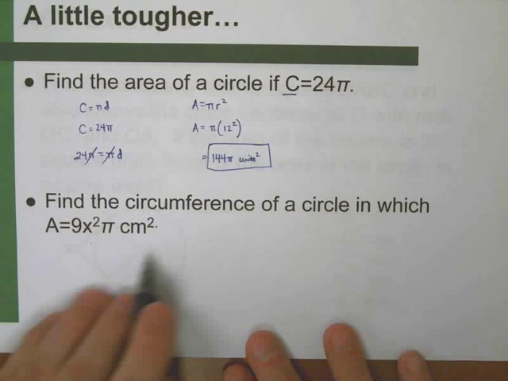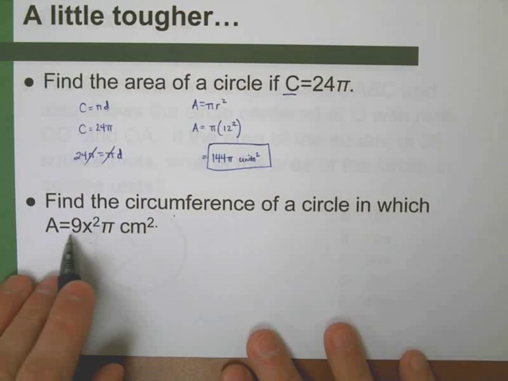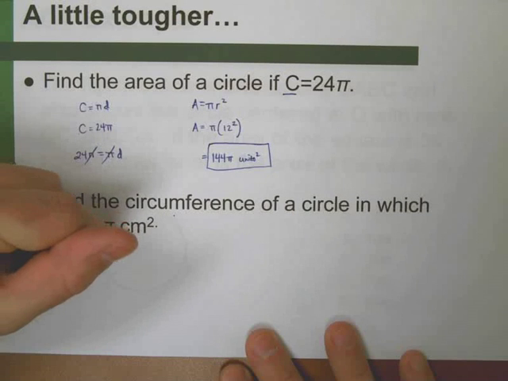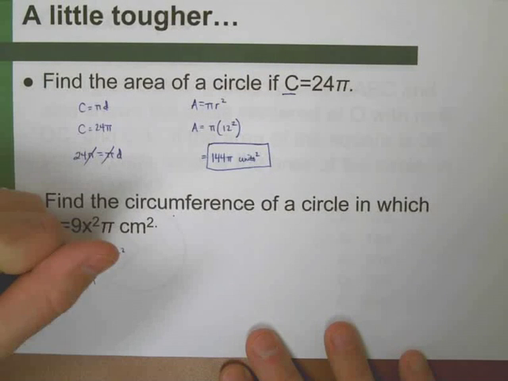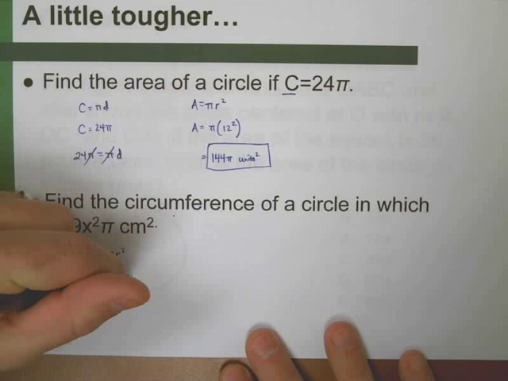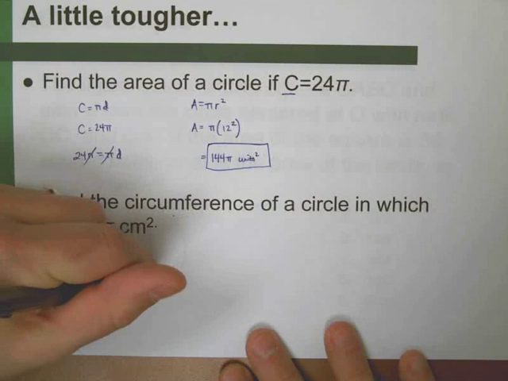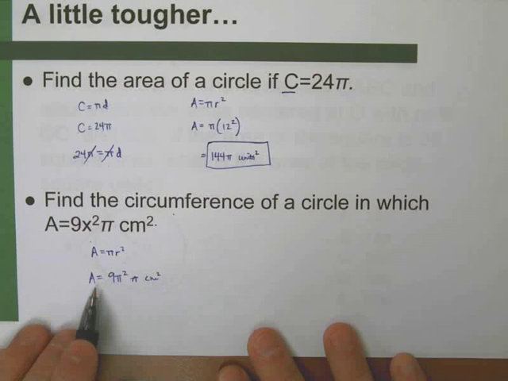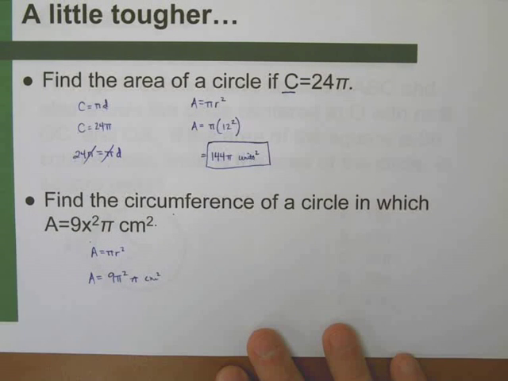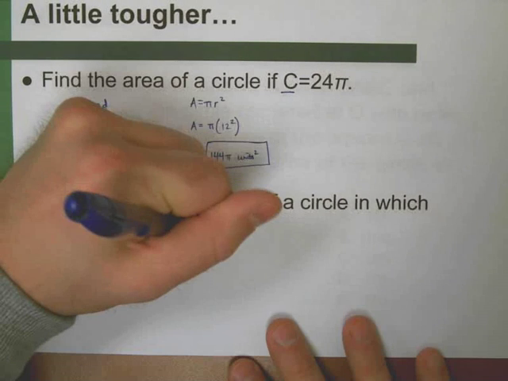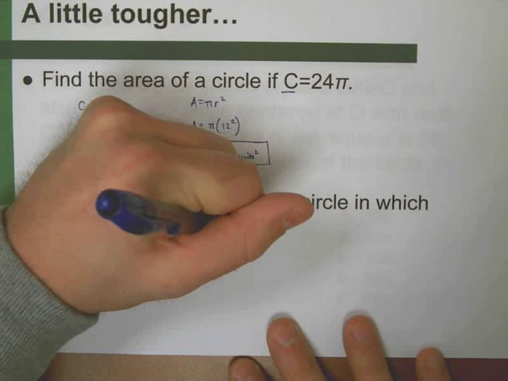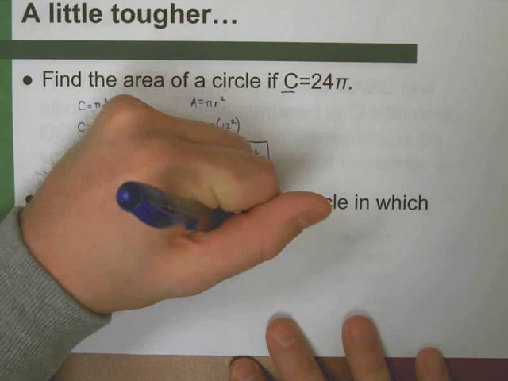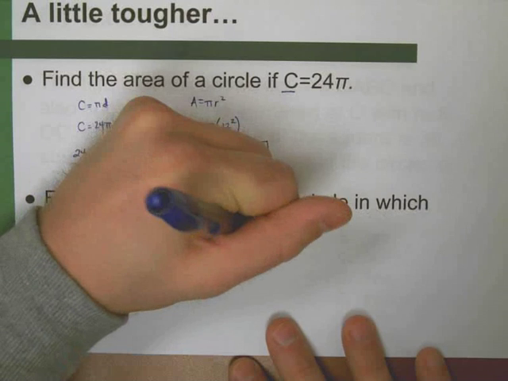Even tougher still because I'm going to throw an x in, okay? Find the circumference if the area is equal to this value. Well, here's what I know. Area is pi r squared. And in this problem, area is 9x squared pi centimeters squared, right? Well, if A is equal to this and A is equal to this, that means these two things on the right are equal to each other. So pi r squared must be the same thing as 9 x squared pi.